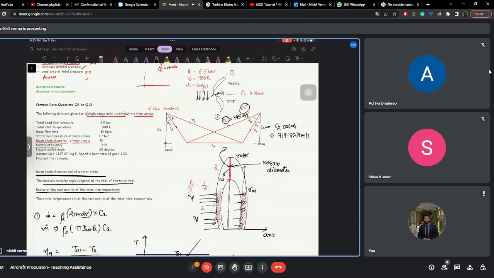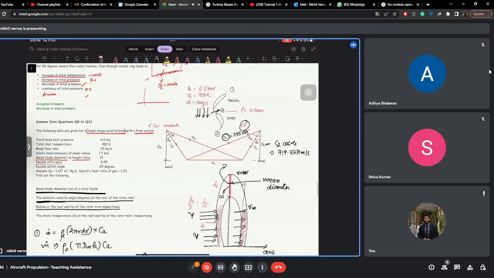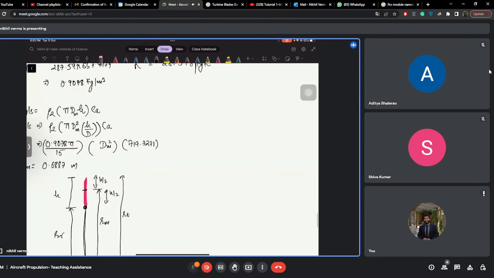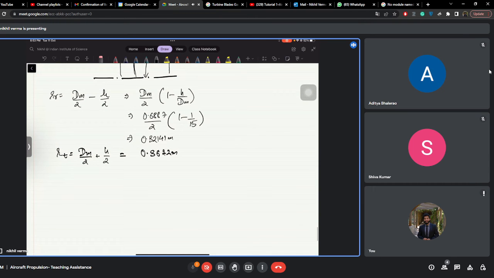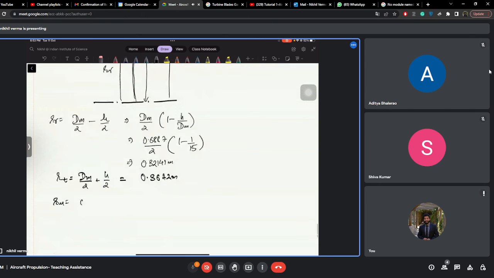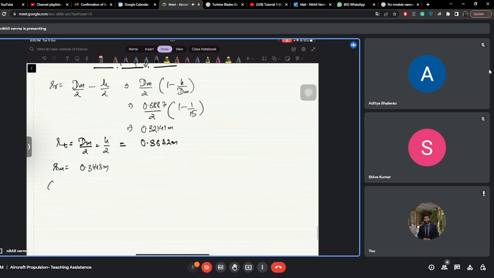Then what we have to calculate is the absolute velocity angle. So absolute velocity angle is our alpha. Also, we know what is the rm. rm is your 0.6886 by 2. So this is 0.3443 meters.